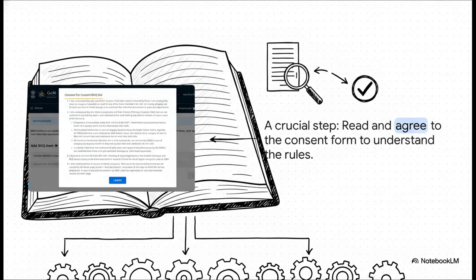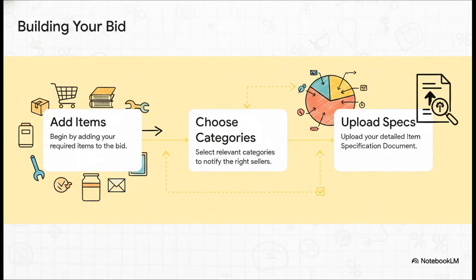Before you can even start building your bid, GeM makes you read and agree to this consent form. You really need to read it, because it spells out all your responsibilities and the specific rules for these kinds of bids. You have to click I agree to move forward. All right, once you've agreed to the terms, you get to the fun part, actually building the bid.